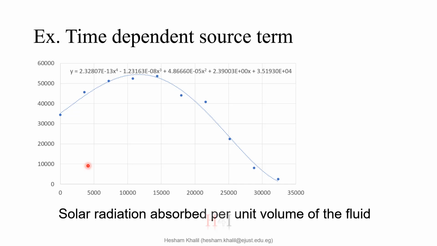Okay, I will try this example of defining a source term which is time dependent. It changes with time. Assume this is the radiation absorbed in watt per meter cube, and it varies with time. And this is the equation that describes this variation. After this time, at 32,400, the equation can't be used. There is no radiation, so we must use 0. The source term should be 0. This is the case where I use the energy source term to define the energy absorbed by solar radiation in the fluid. Okay, is this clear?